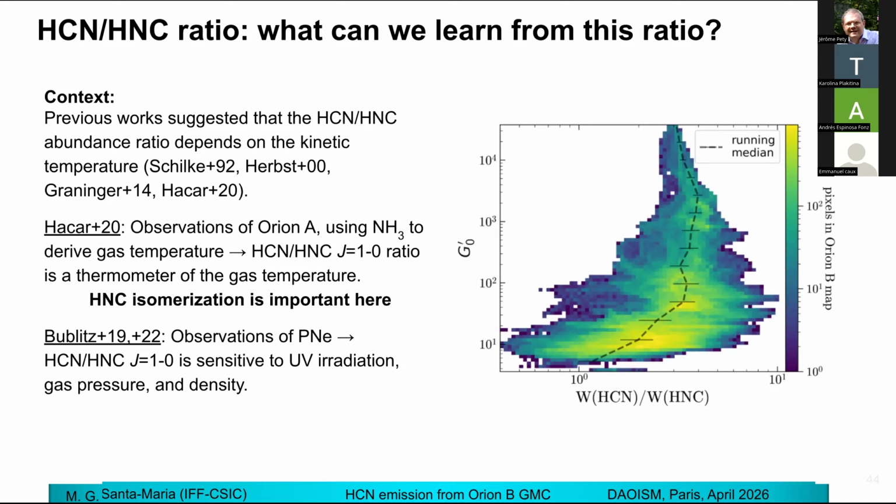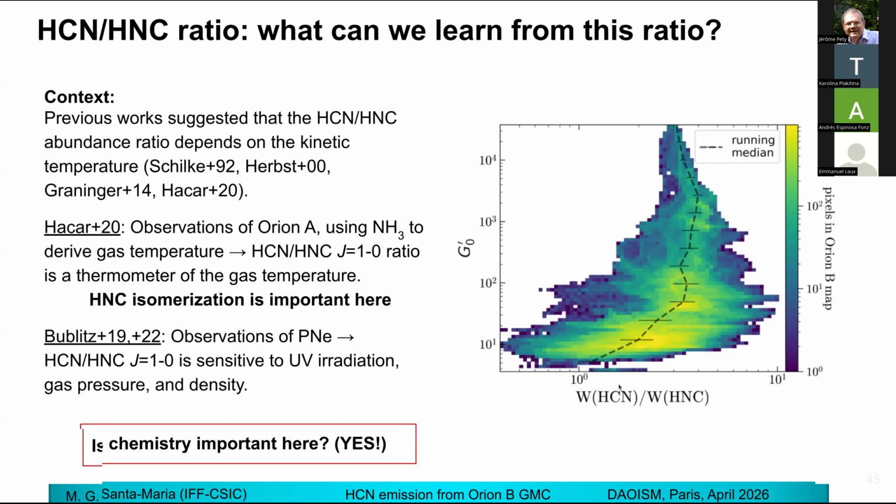And what they suggested is that the HCN isomerization, so the destruction of HCN to create HNC, is important to explain the ratio. However, what we found is that the ratio seems to have some relation with the G0, so with the far ultraviolet illumination.